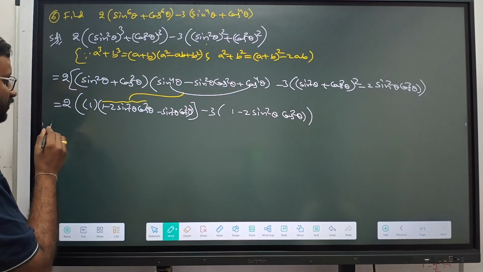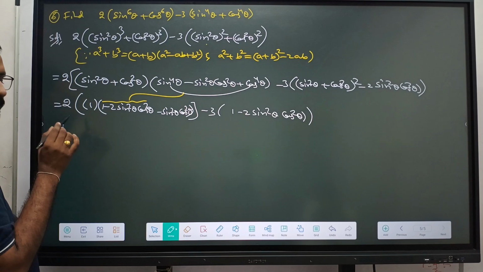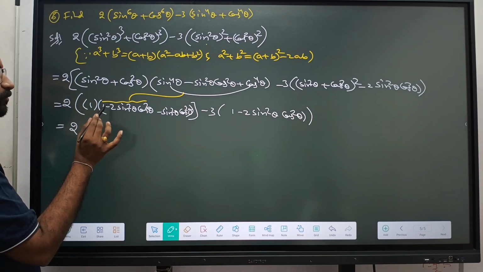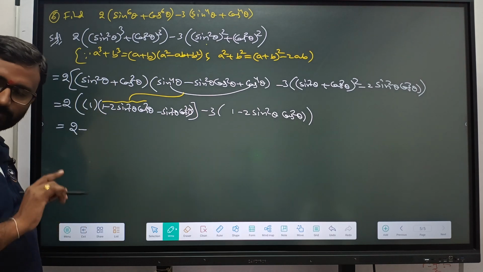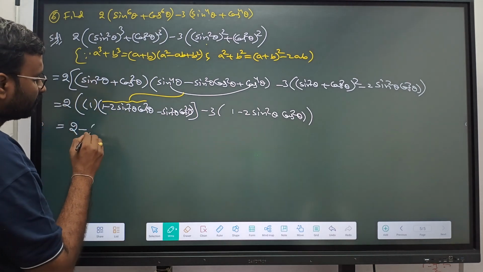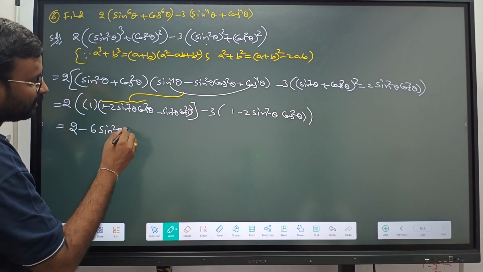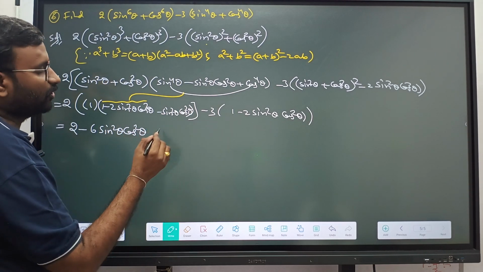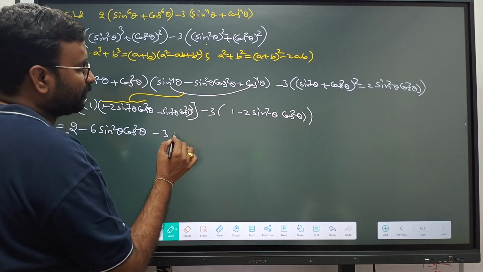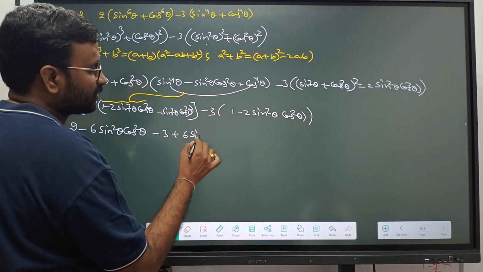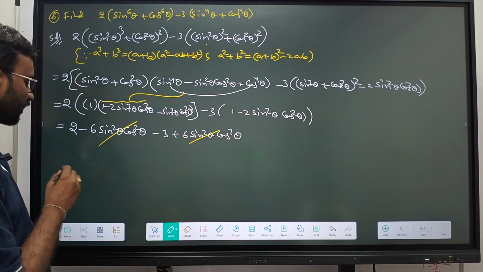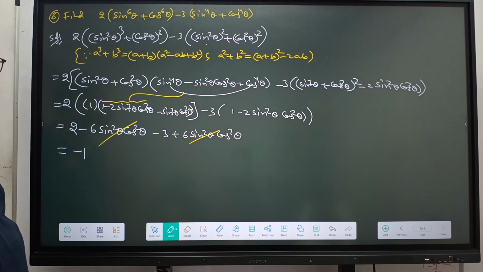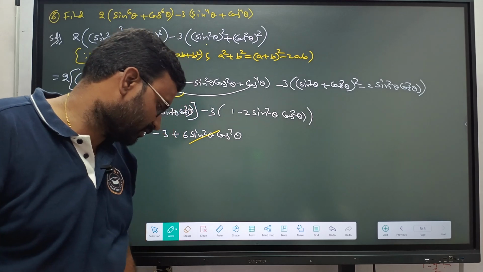Now this is equal to 2 into 1 minus 2 sin square cos square, minus one more sin square cos square, that is minus 3 sin square cos square, 2 3 ja 6 sin square theta cos square theta. 3 into 1 is minus 3, minus into minus plus 3 2 ja 6 sin square theta cos square theta. So here minus and plus will cancel. What is the answer finally? Minus 1. Correct? Yes, minus 1 is the answer.